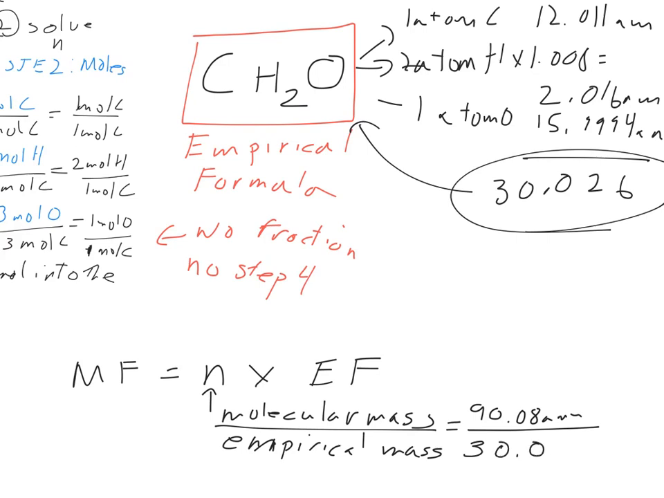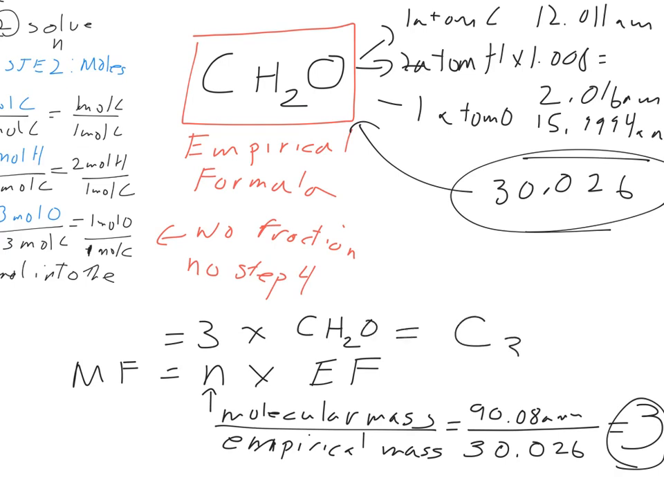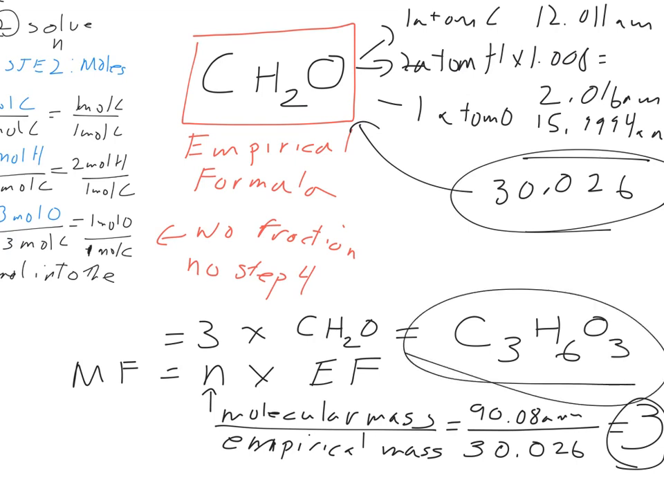And this is how we get our multiplier. And wow, that multiplier is going to be a nice even 3. So our molecular formula is equal to 3 times our empirical formula. So our molecular formula would be C3H6O3. Chemistry's easy, life is hard.